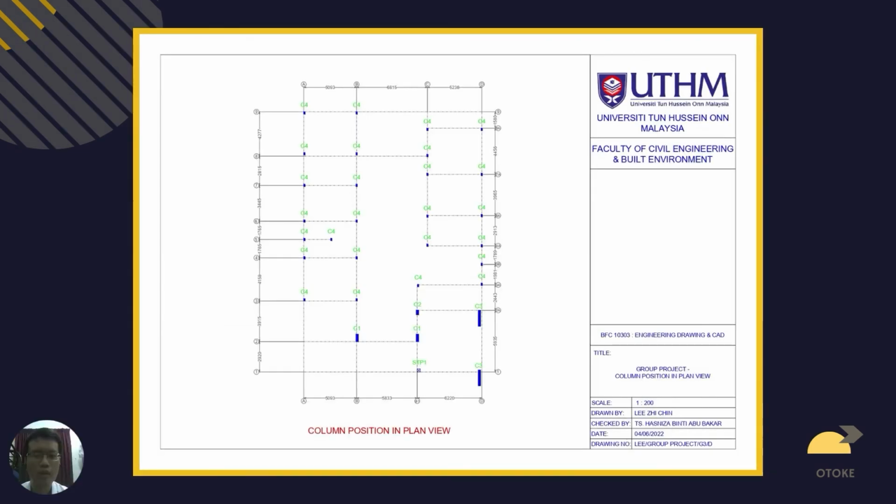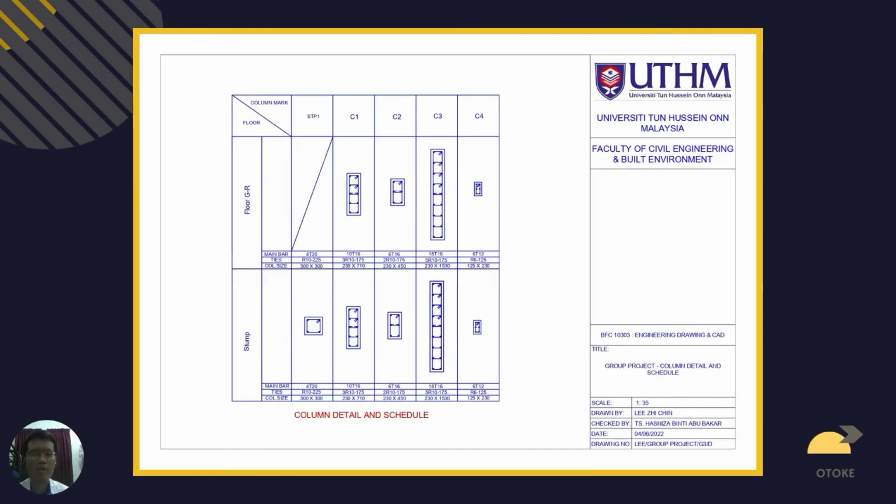The structure drawing shows the column positions in plan view. We are using 5 types of column position, which are C1, C2, C3, C4, and STP1. I have drawn the table of column detail and schedule. Therefore, I categorize floor, ground, roof, and stump for column detail and schedule. The size of the STP1 is 300 mm x 300 mm.